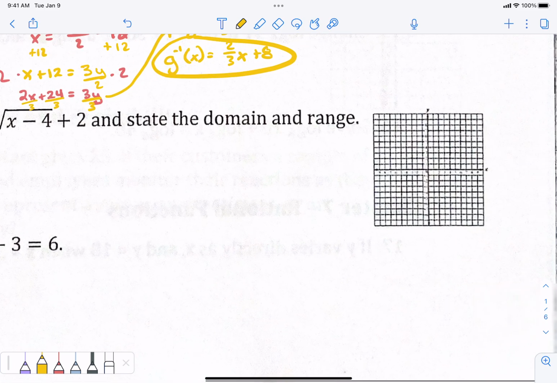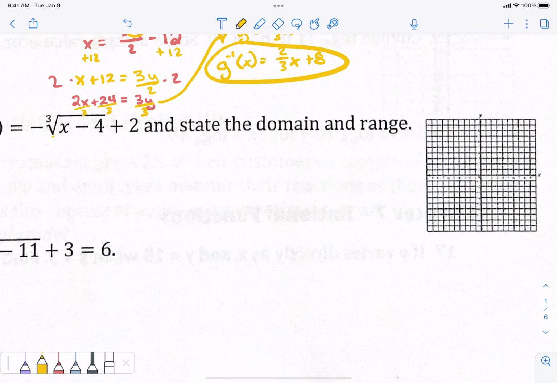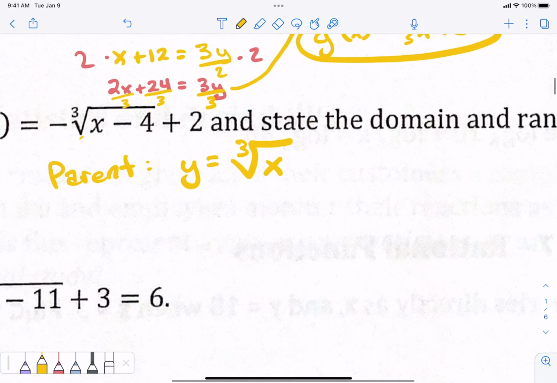Number 7. We have a graph over here, and we have to graph this thing. And this is the cubic root. So the parent function is y equals the cubic root of x. And then we've got all the other numbers in there, and we've got to figure out what they do.